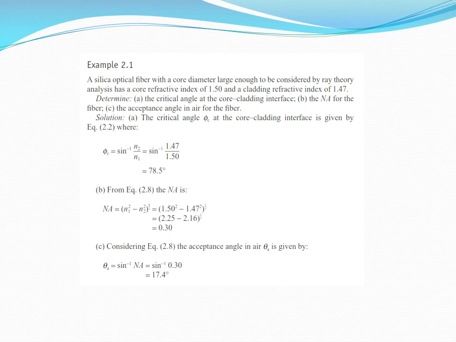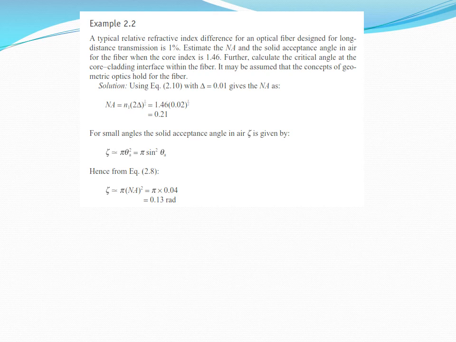Similarly, we know that the numerical aperture equation is n1 square minus n2 square, to the power half, which is equal to 1.5 square minus 1.47 square, to the power half, which is equal to 0.3. So this gives me the numerical aperture. Third one, the acceptance angle. Acceptance angle is given by sine inverse of numerical aperture. The numerical aperture is already calculated and found to be 0.3, so it is sine inverse of 0.3, giving us 17.4 degrees.